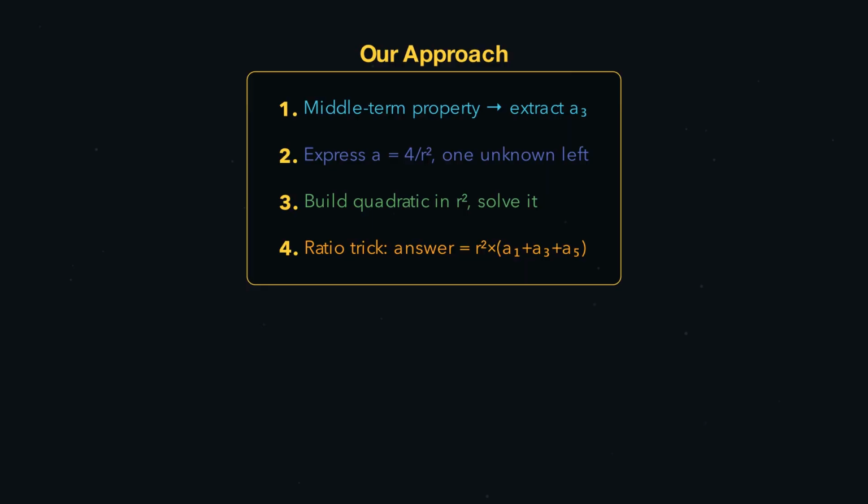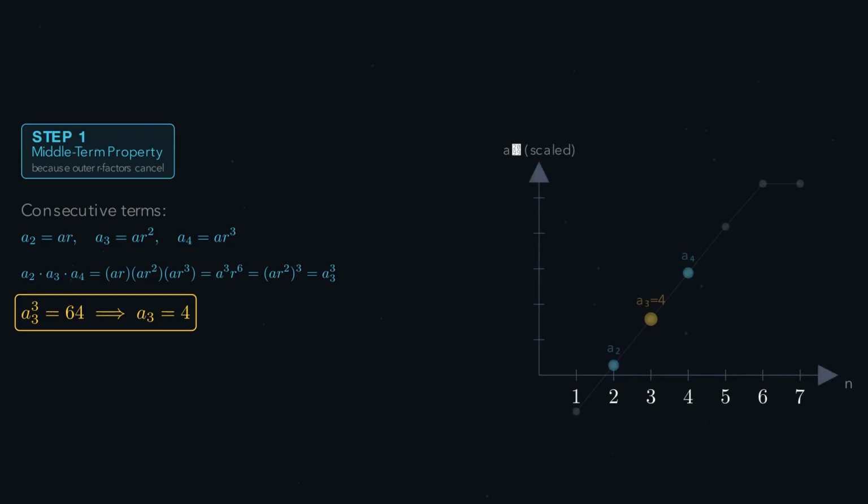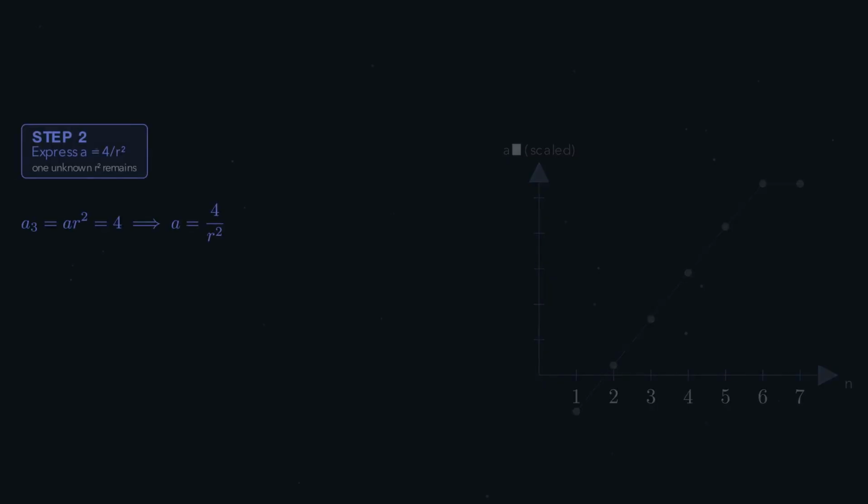Then we'll substitute into the sum condition to build a quadratic in R squared. Finally, a ratio trick gives us the answer in one multiplication. In a GP with first term A and common ratio R, consecutive terms scale by R each step. So A sub 2, A sub 3, and A sub 4 are A times R, A times R squared, and A times R cubed. Their product equals A sub 3 cubed. The R factors cancel symmetrically.